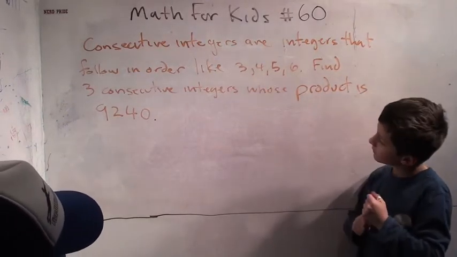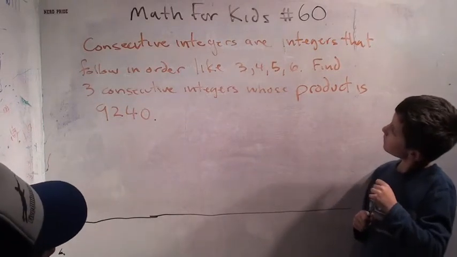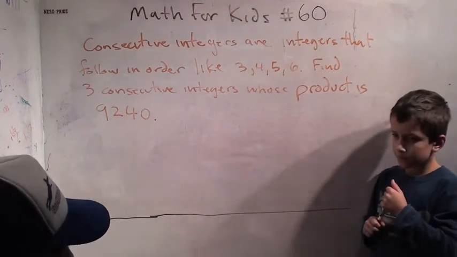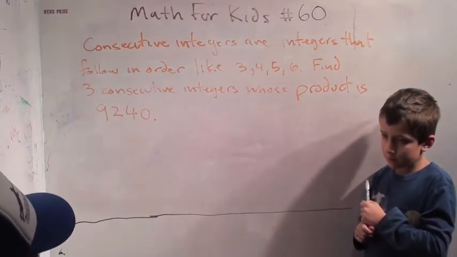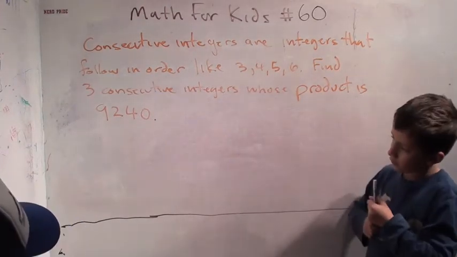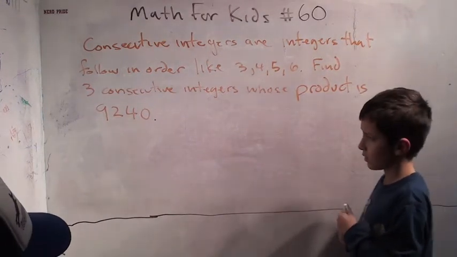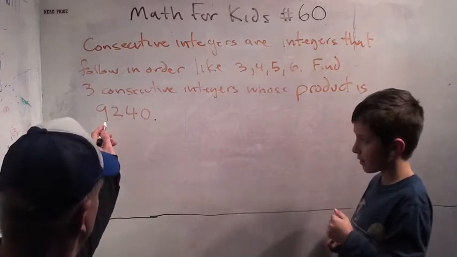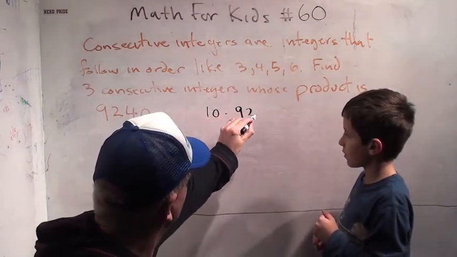What should we do? Well, there's a couple of different things we could do. You know what sometimes helps if you're trying to find numbers that multiply to be another number? Factor it into primes. Factor 9,240 into primes? Yeah. So do you know any numbers that go into 9,240? 10. Okay, so it's 10 times 924.